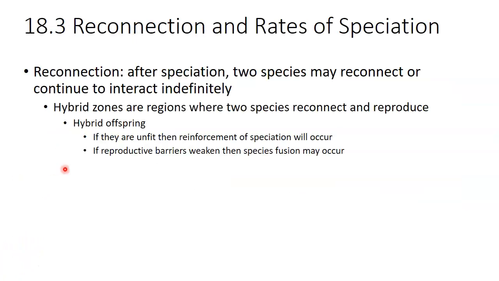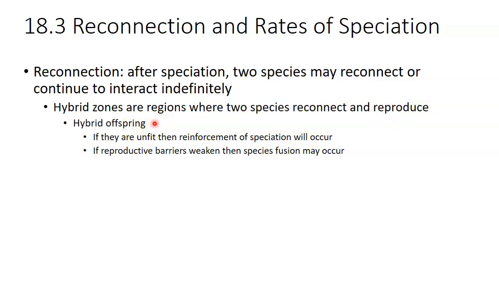Okay, so after speciation occurs, you have one parent species that splits into two species that are reproductively isolated from each other. Sometimes those two closely related species can reconnect, and that might just happen once, or they may continue to interact indefinitely if they end up sharing the same ecosystem. And so regions where that happens are called hybrid zones. These are regions where these two newly formed species end up coming back into contact with each other, and they end up reproducing with each other. And so the offspring here of these two new species would be hybrids.